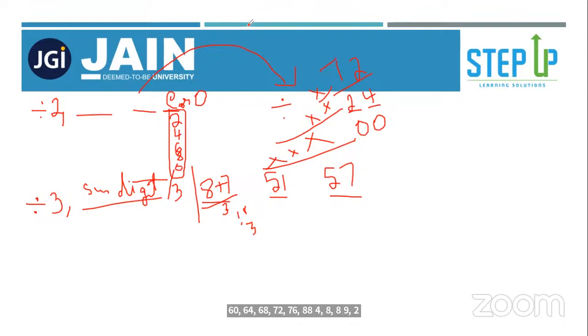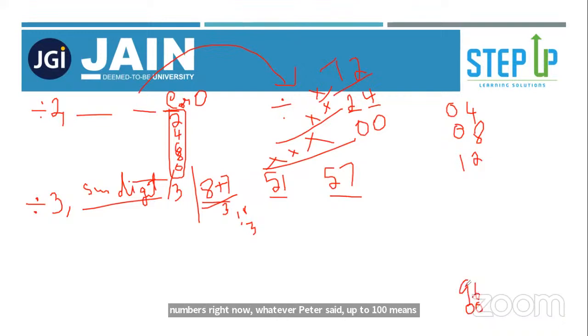Very good. If any of these numbers comes in the last digits, the number is divisible by 4. That's all. Did you get it? So the last two digits should be 04, 08, 12, and all the numbers Peter said, up to 100. 100 means last two zeros. Any of these numbers at the last two digits, the same as the 4 times tables.